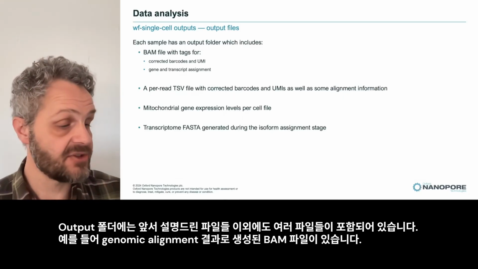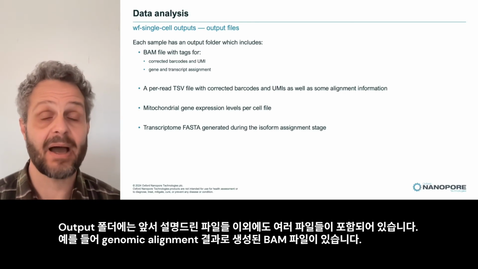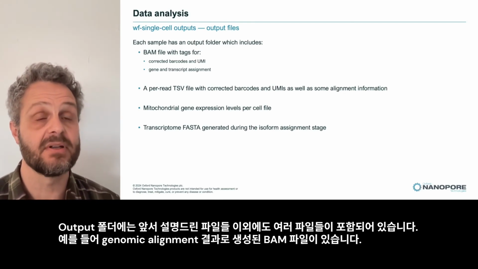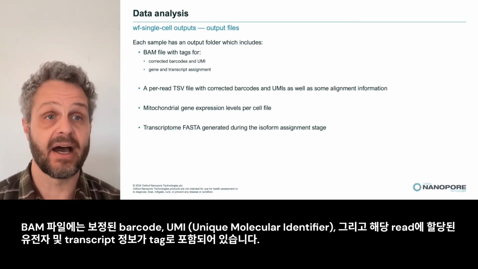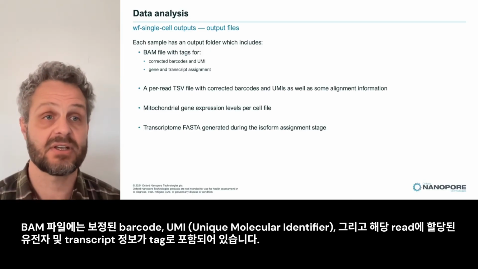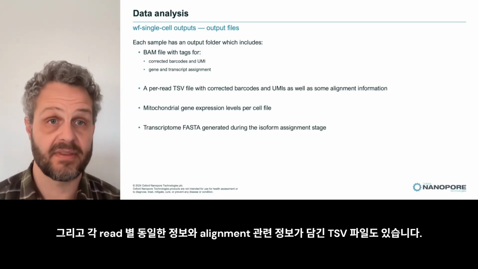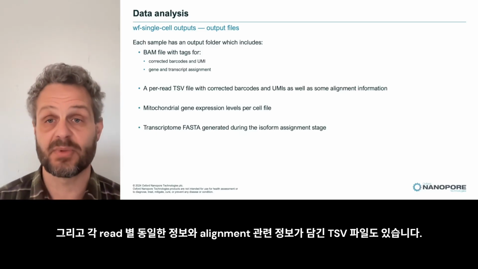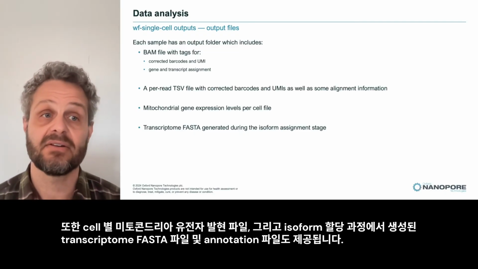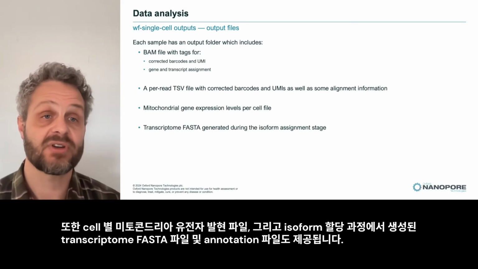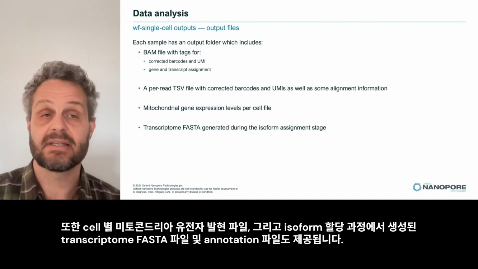So in the output directory, you'll also find, amongst other things, a BAM alignment file from the genomic alignment, and these alignments are tagged with the corrected barcode, UMI, and the gene and transcript that have been assigned to the read. There's a per-read TSV file with the same information and some alignment information. There's a mitochondrial gene expression level per cell file, and also a transcriptome FASTA and annotation file that was generated during the isoform assignment stage.